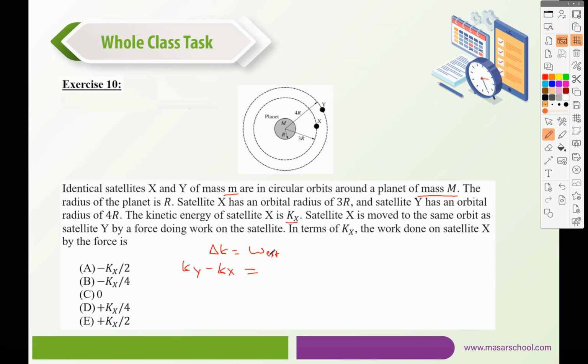Now, what are all the external forces that are acting on the satellite X when X moves from the orbit X to the orbit Y? First of all, we have the work done by the force that we are interested in calculating. So let me say W. Plus, now, this is not the only force. There is another force doing work on the satellite X, which is the pull of gravity. So we have another force, which is WG, and we're interested in determining W.